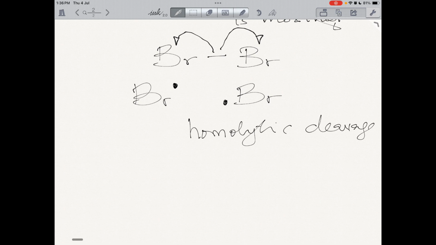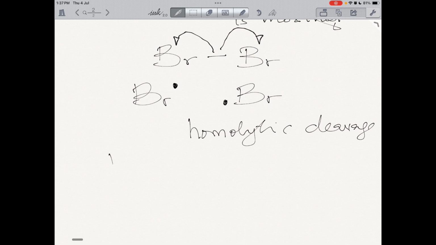Homolytic cleavage. Homo means same. You would see that the bromine with a dot, that dot is the electron that was in the bond, and the electron on the other bromine is also the electron from the bond. So they are similar: homolytic.